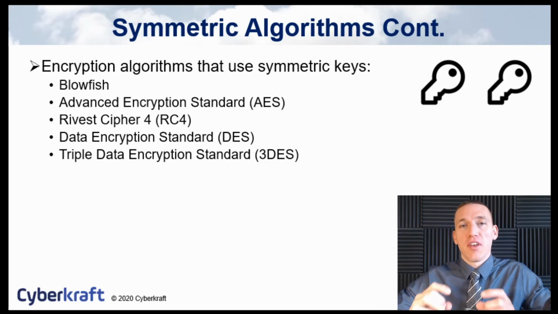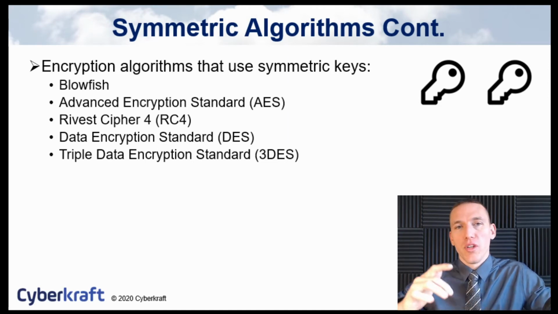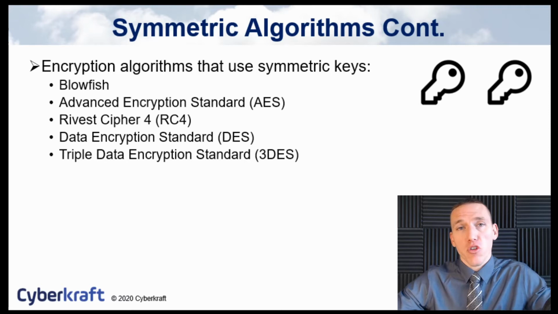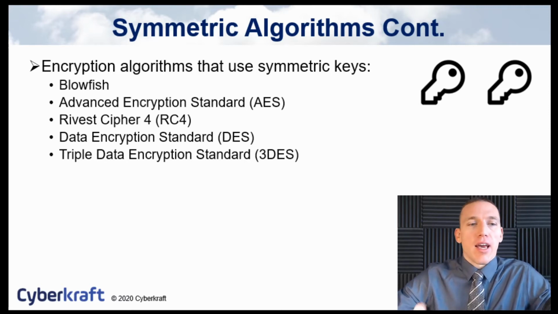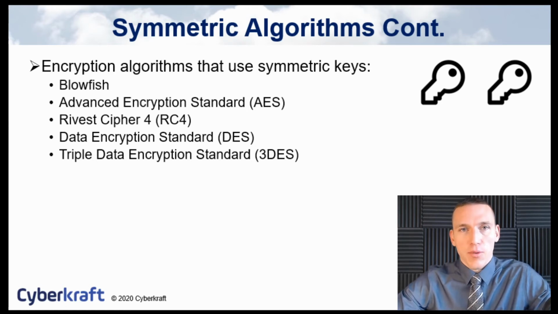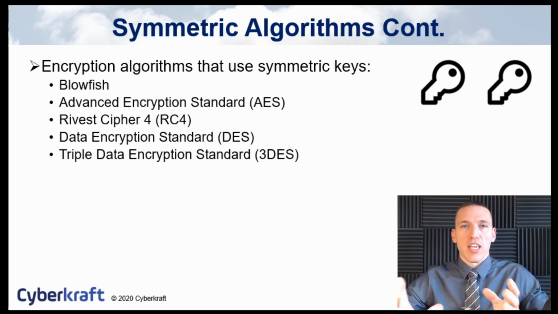Some examples of symmetric key encryption include Blowfish, the Advanced Encryption Standard, the Data Encryption Standard, and the Triple Data Encryption Standard. DES and 3DES were supplemented or supplanted by AES. They were replaced by AES later on. And Rivest Cipher 4 also uses symmetric key encryption.